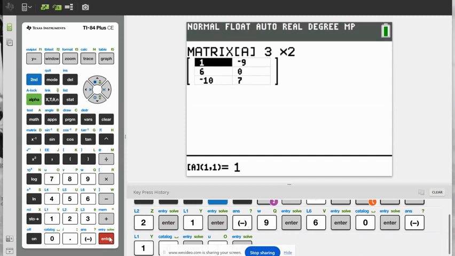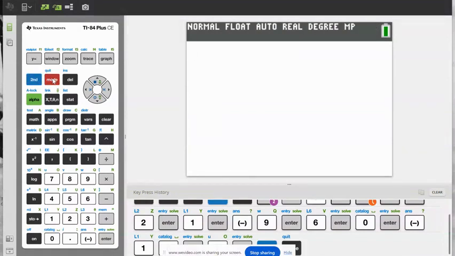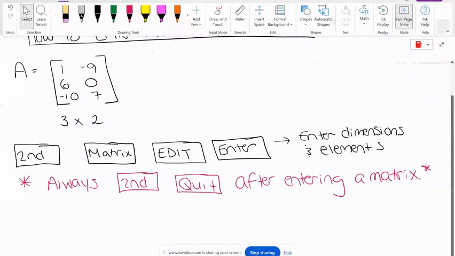Now, once you filled in all of your elements, in order to save this matrix into the calculator, you're going to press second quit. So see the blue second button? See how right next to it the more button says quit in blue? That's what you're going to press. So second and then quit. Now it's saved into your calculator. All right, so that's how you enter a matrix into the calculator. Next thing I'm going to show you is how to find the determinant on the calculator.